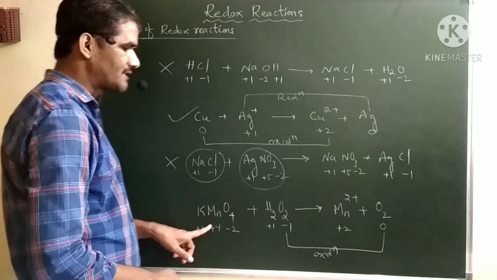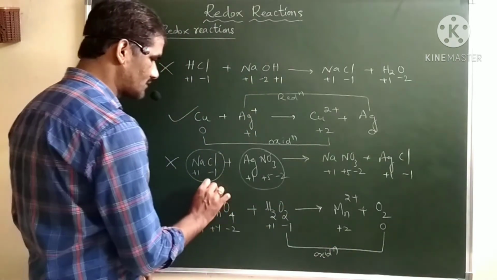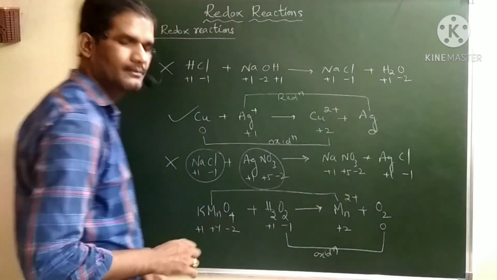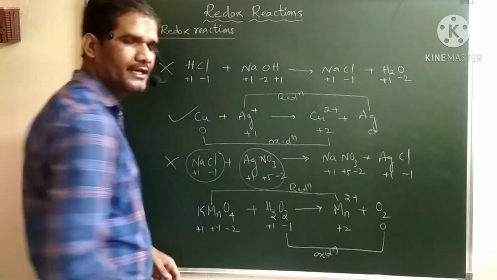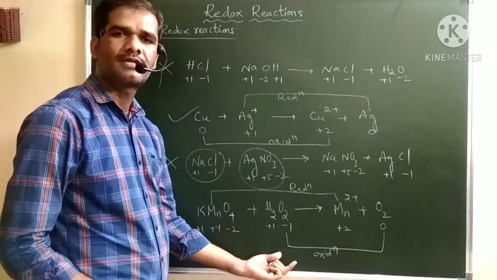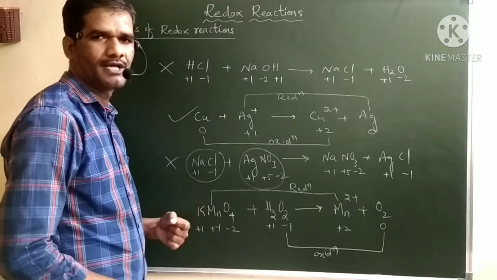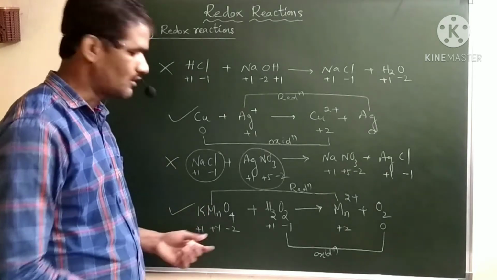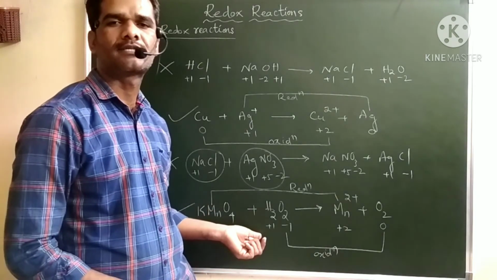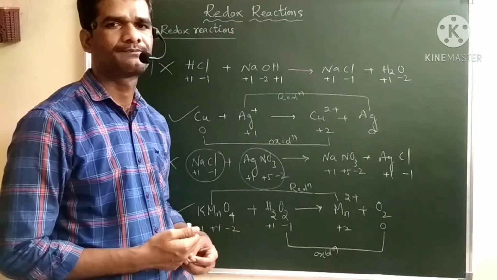And the manganese goes from plus 7 to plus 2. Here the manganese oxidation state is decreasing, which means this part is undergoing reduction. Again we have an oxidation reaction and a reduction reaction, so overall it will give a redox reaction. So we can have both oxidation and reduction parts in the chemical reaction.